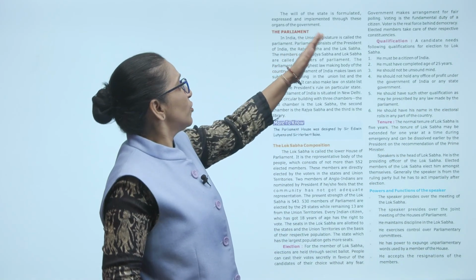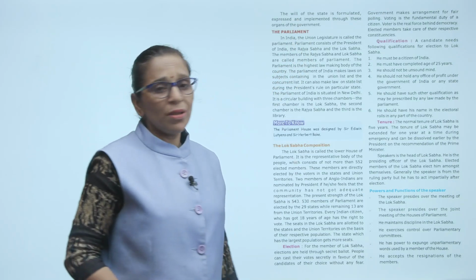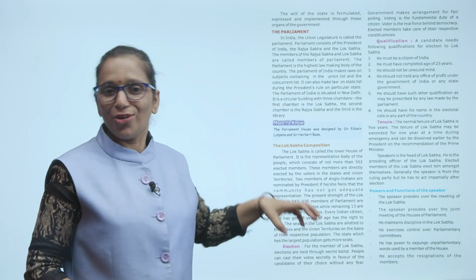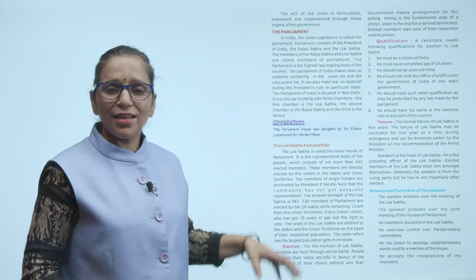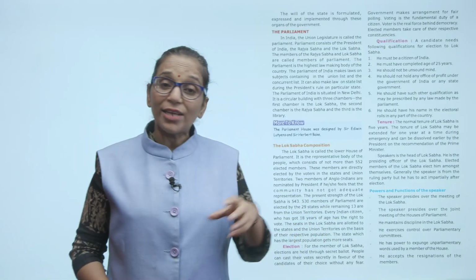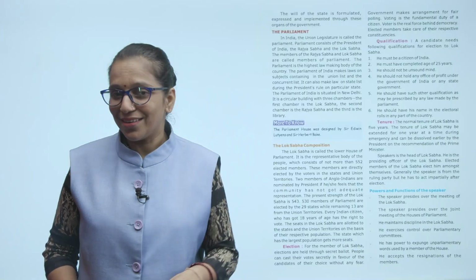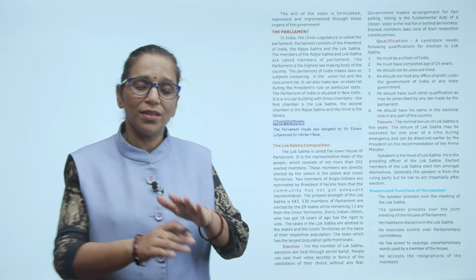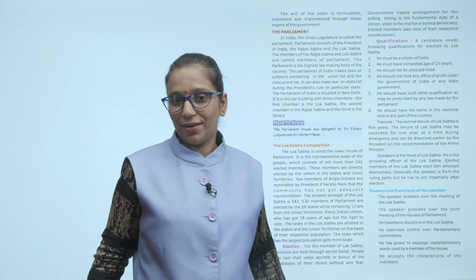Now the will of the state is formulated, expressed and implemented through these organs of the government. The legislature is going to make the law, executive is going to implement the law, and judiciary is going to protect the law. So these are the three organs where their powers have been separated.